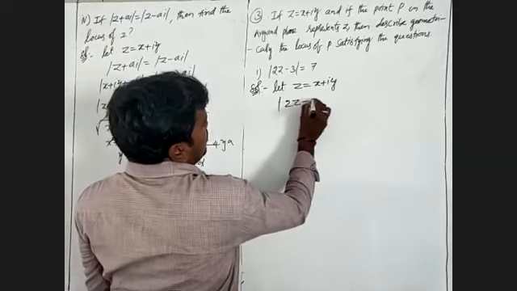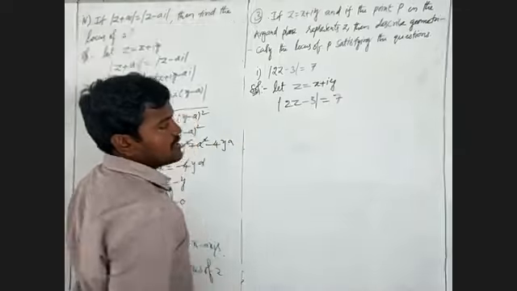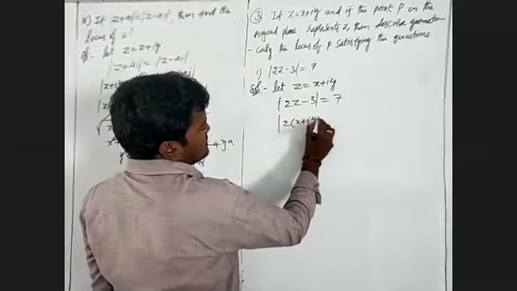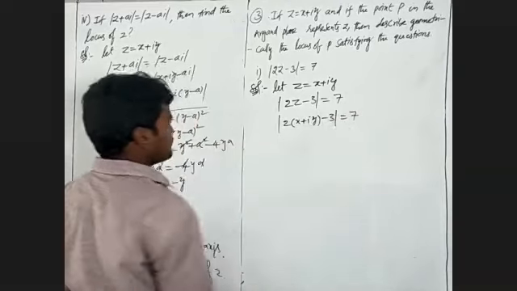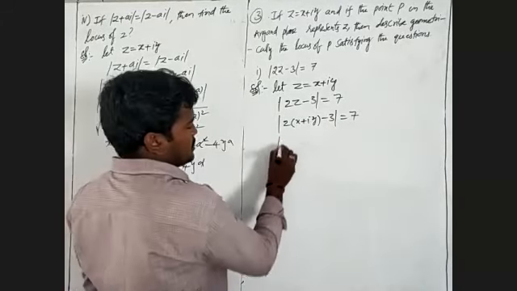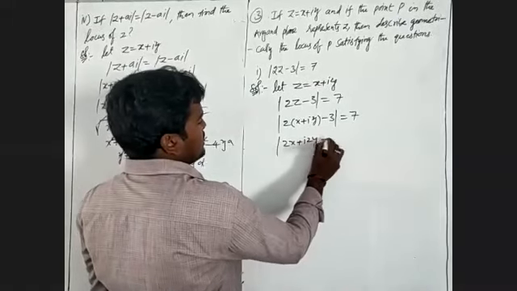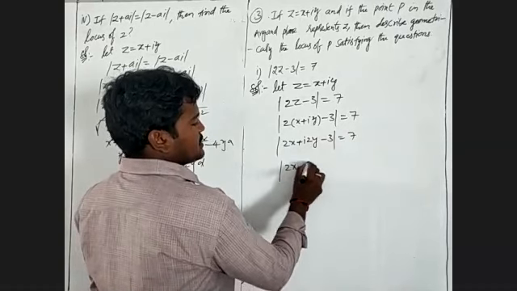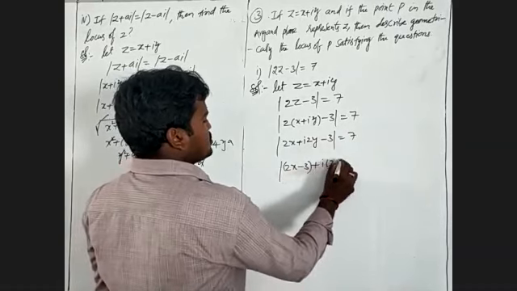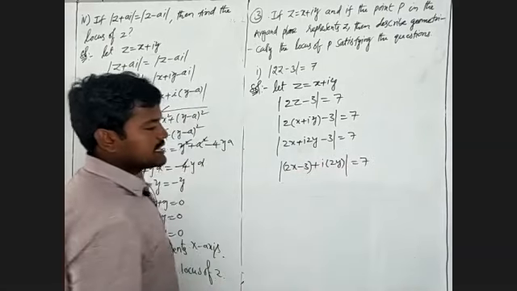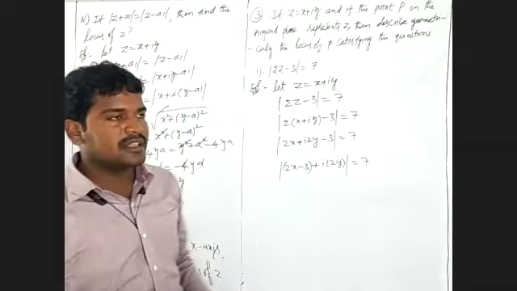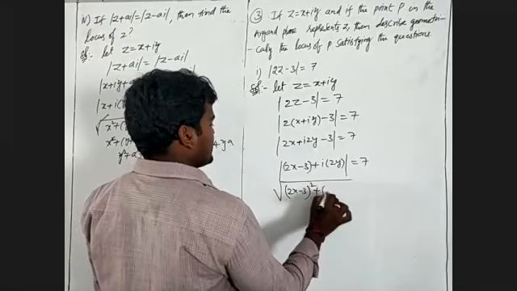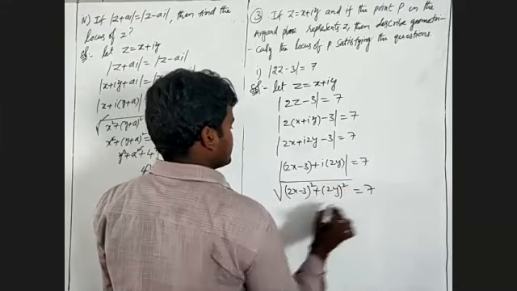That means mod of 2z minus 3 is nothing but 7, where z becomes x plus iy. Mod of 2 into (x plus iy) minus 3 will become 7. How to multiply it in this one? 2x plus i into 2y minus 3 will become 7. How to separate the real and imaginary part? (2x minus 3) plus i into 2y is nothing but 7. When it is of the form mod of x plus iy, that I will write root of (2x minus 3) whole square plus (2y) whole square is nothing but 7.